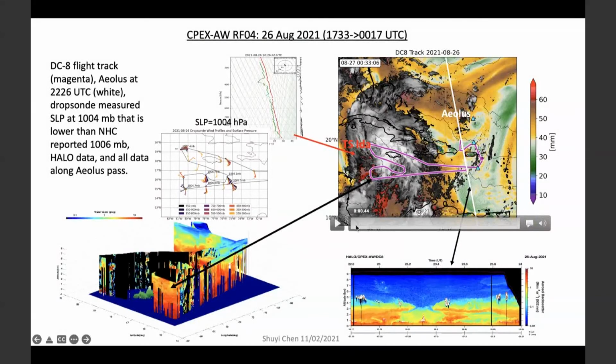I probably don't have time to go through the details, except to say that we were flying this pattern during the time Ida was right close to formation. Hurricane Center forecasters were on the chat with us, and we gave them the first center location and minimum sea level pressure reported in real time. That helped their forecast as well.